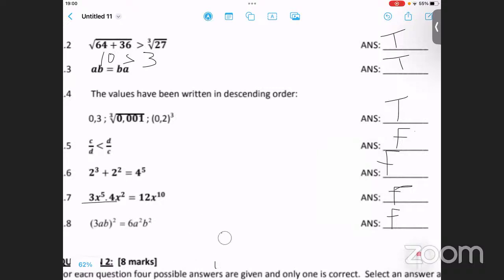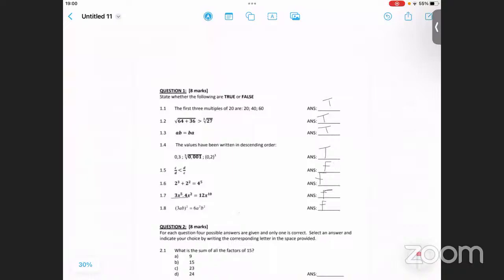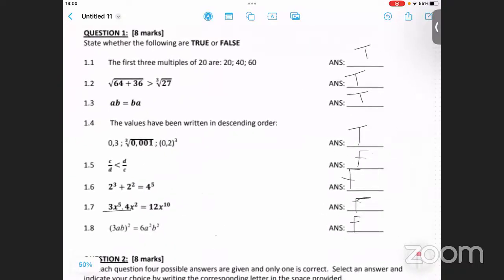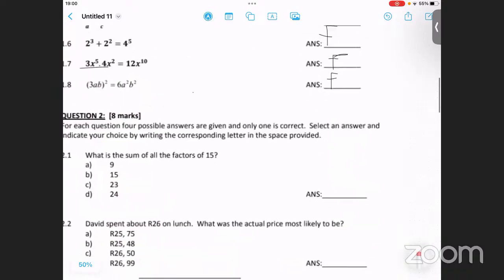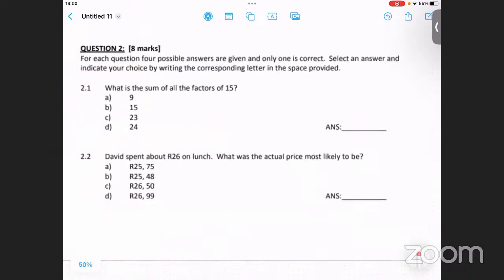Now, do you have any question on this question 1? No, ma'am. No question. Okay, let's move to question 2. Question 2, they say for each question, 4 possible answers are given and only one is correct. Select an answer and indicate your choice by writing the corresponding letter in the provided space. Okay, that doesn't matter.